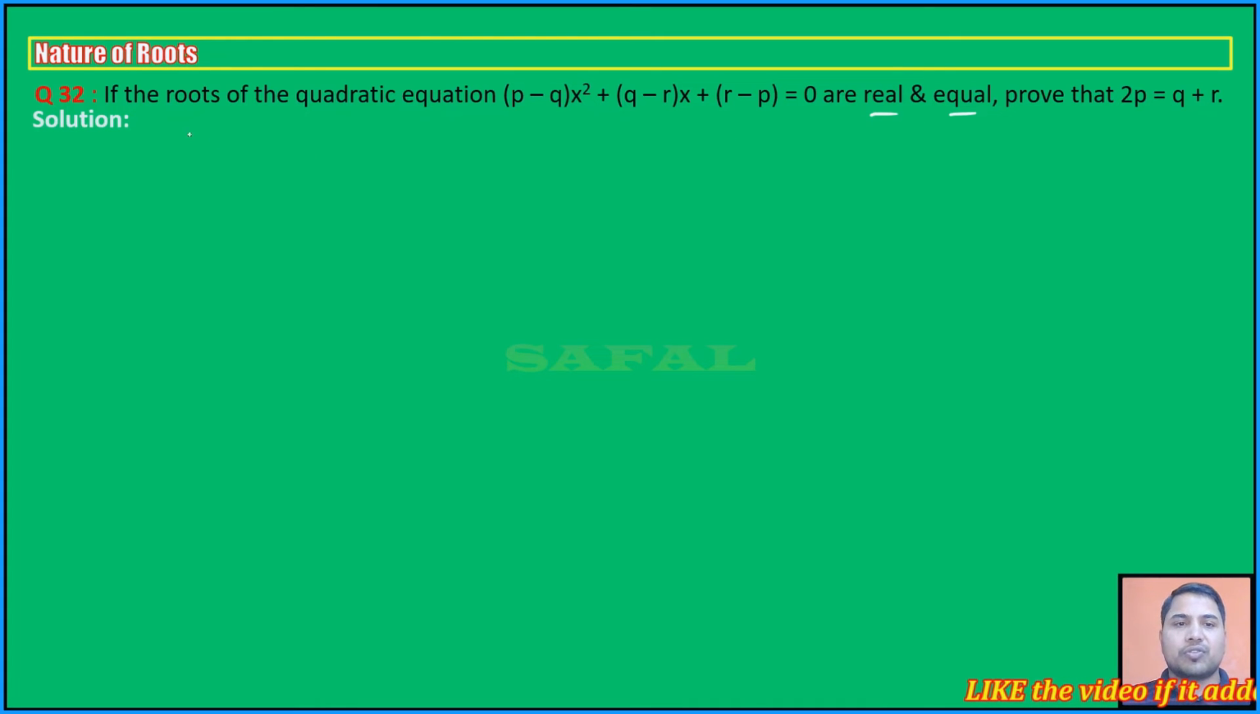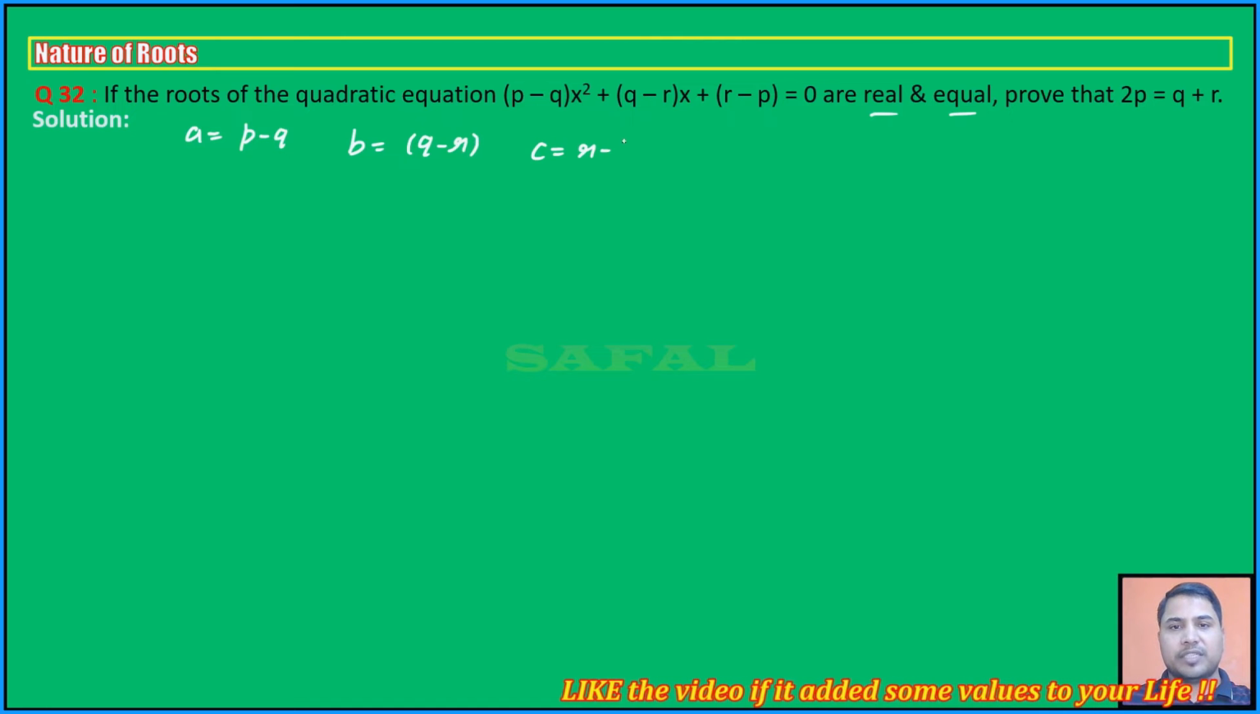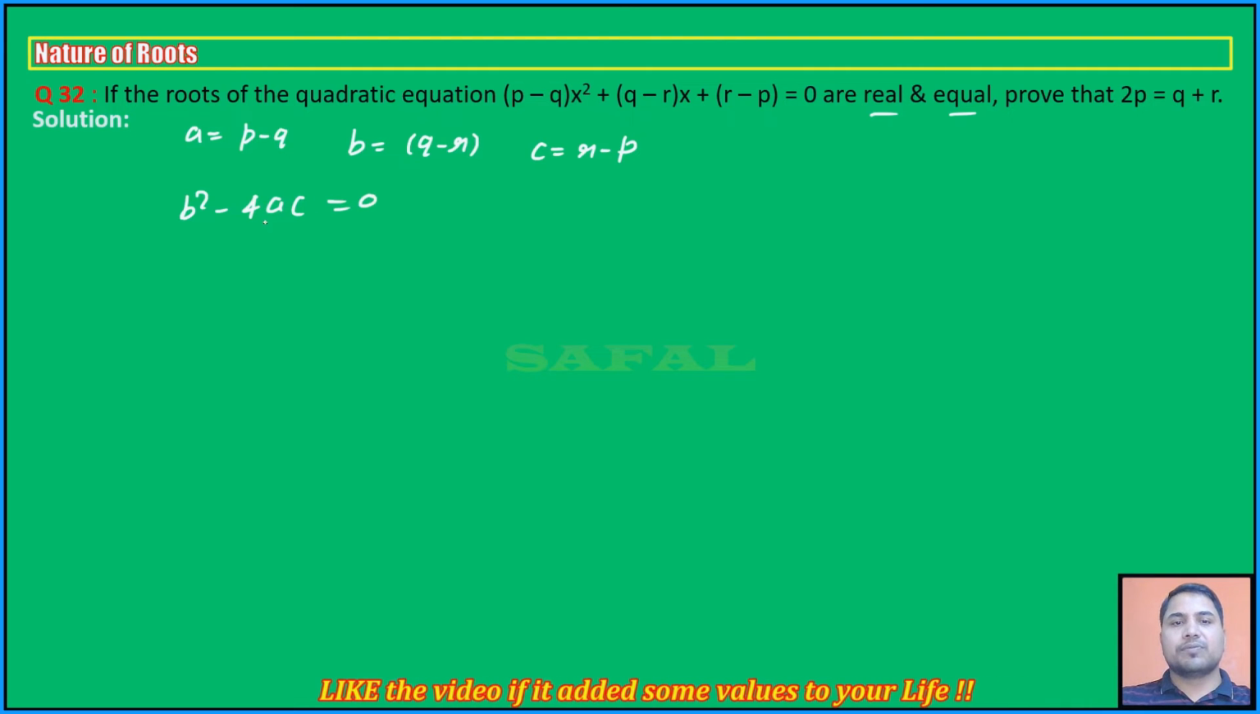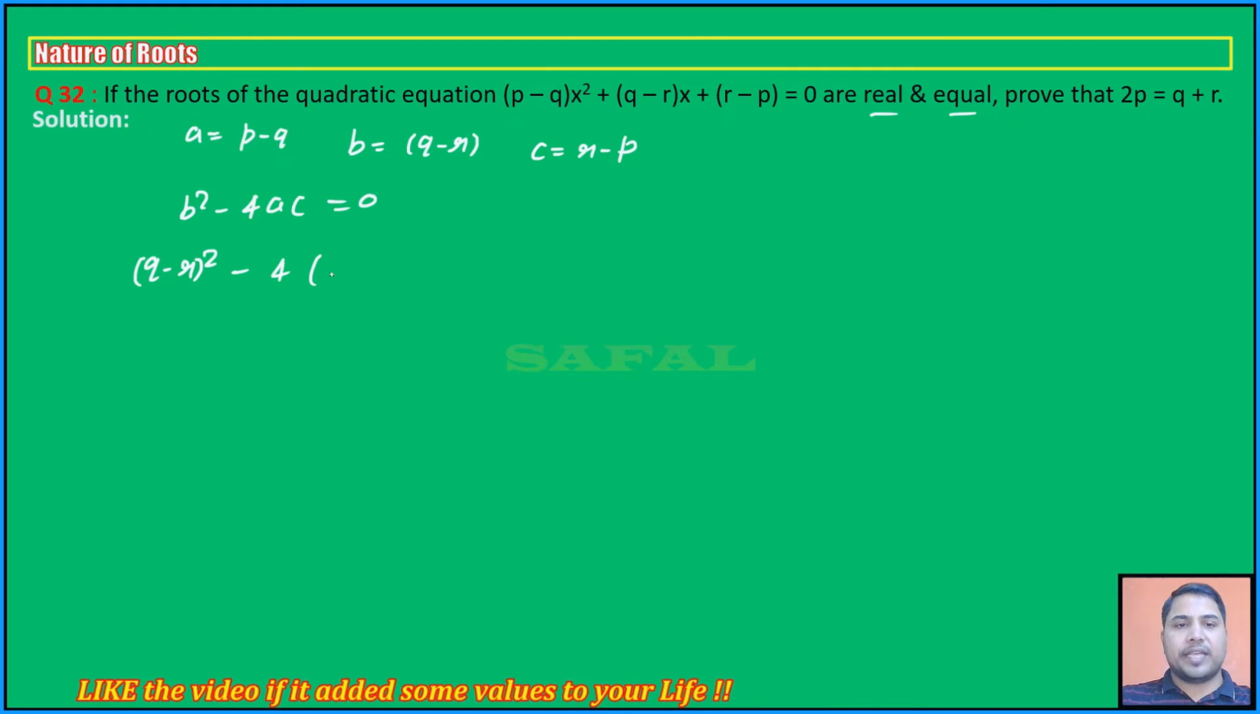0. So here we can see that the value of a, coefficient of x square, is basically p minus q. The value of b, that is coefficient of x, is q minus r, and the constant term is r minus p. So for real roots we know that b square minus 4ac must be 0. Now b square, that means q minus r the whole square, minus 4a, a is p minus q, and c is r minus p. So let us simplify this.